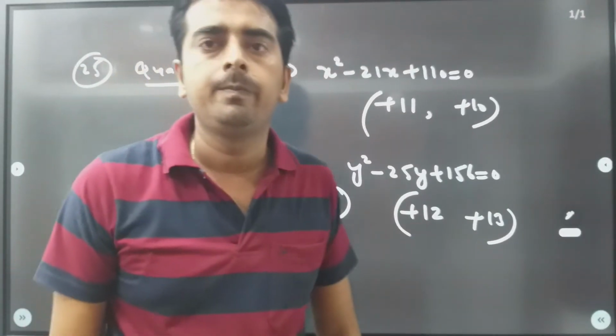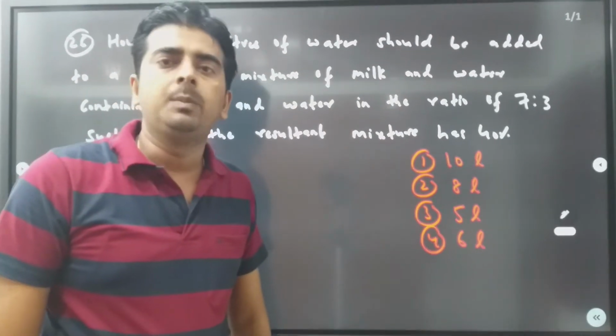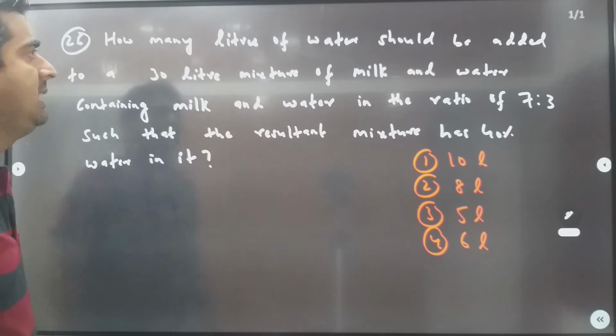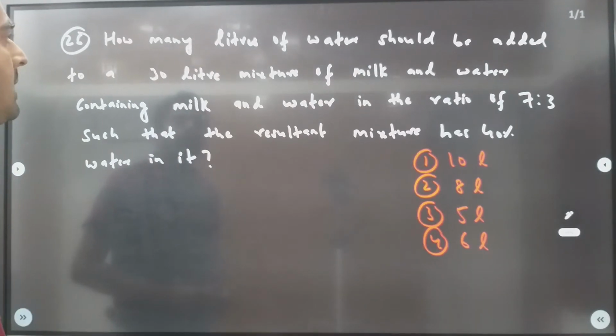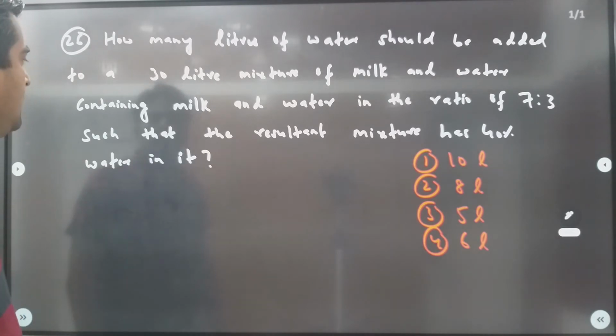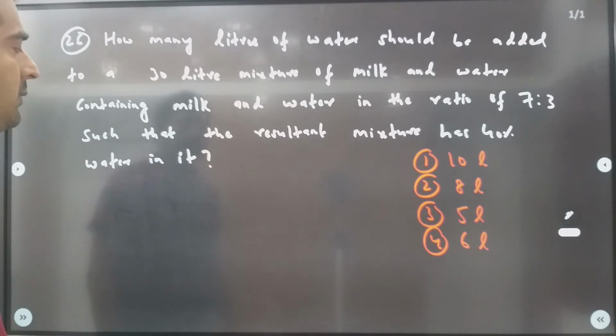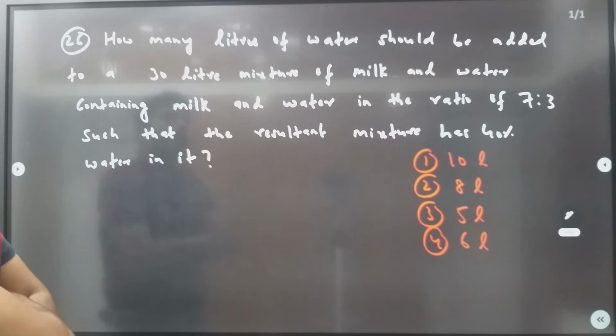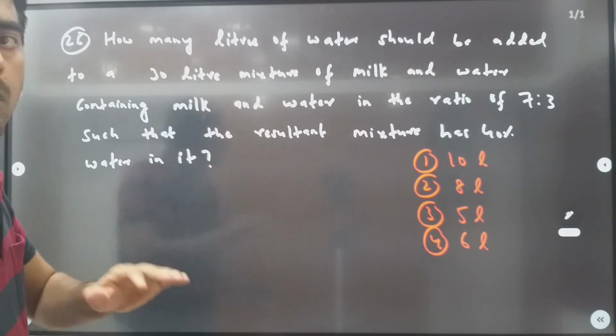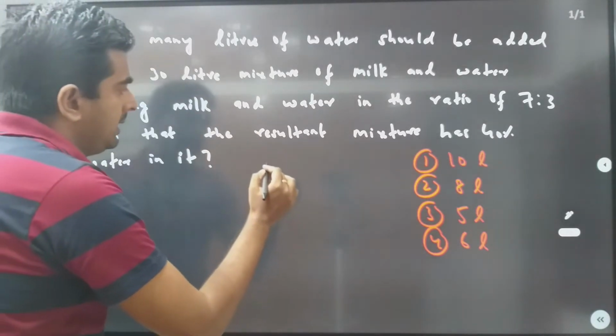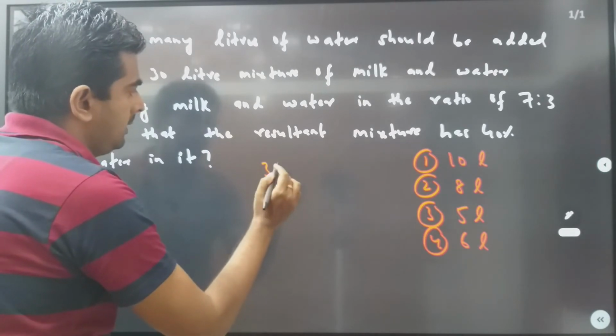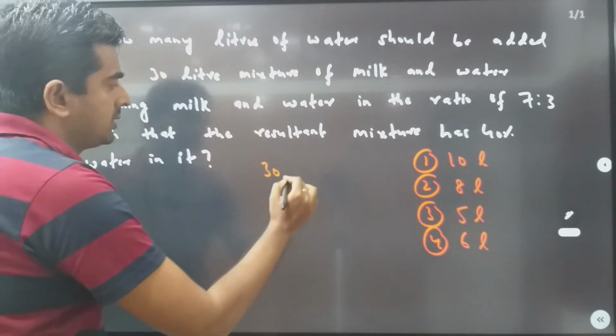My answer. So now we will see an arithmetic question. First one: how many liters of water should be added to the 30-liter mixture of milk and water containing milk and water in the ratio 7:3 such that the resultant mixture has 40% of water in it? So observe carefully here. You are having 30 liters of solution.